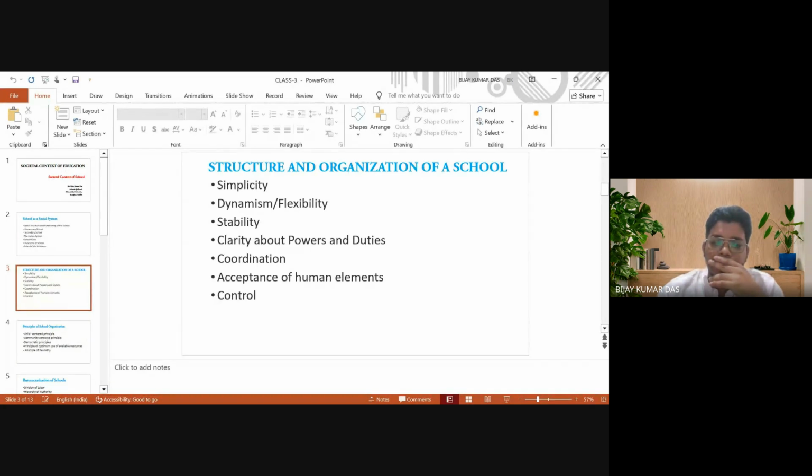We will see the structure and organization of school: simplicity, dynamism, flexibility, stability, clarity about powers and duties, coordination, acceptance of human elements, control. So we'll see that. However, defining the characteristics of a school as an organization.